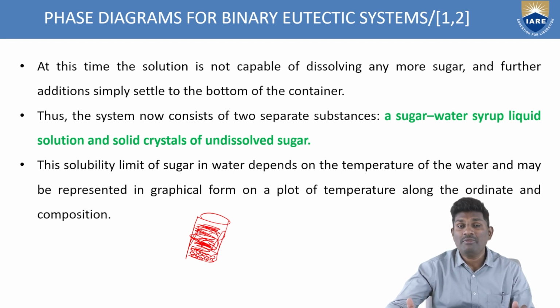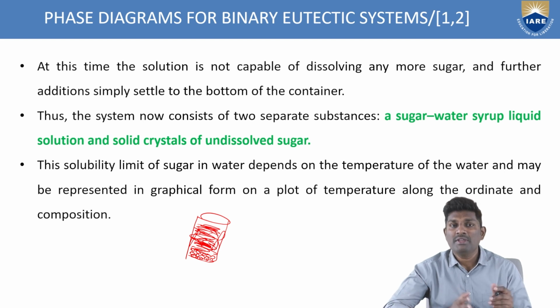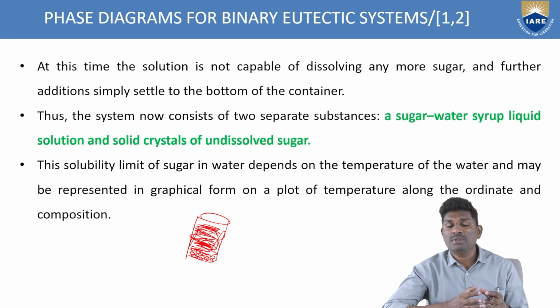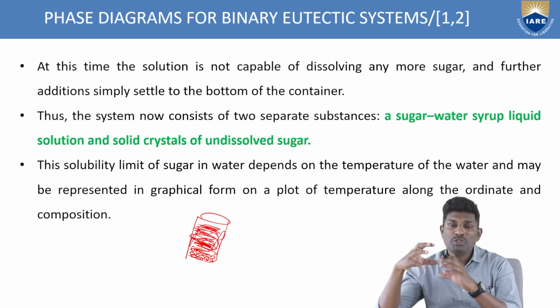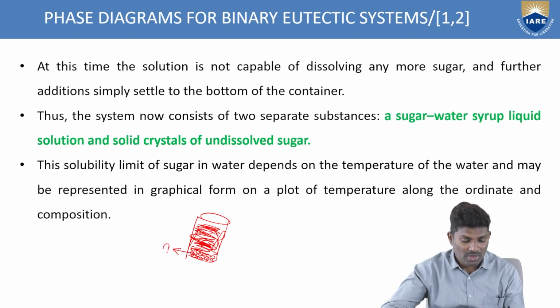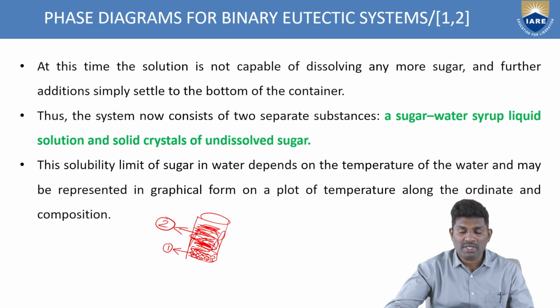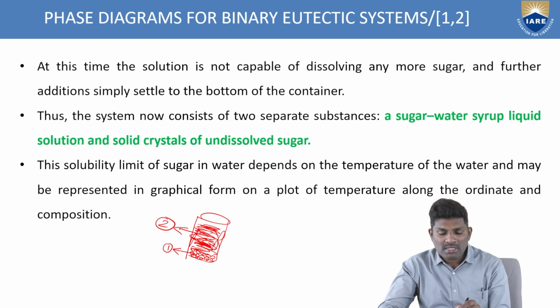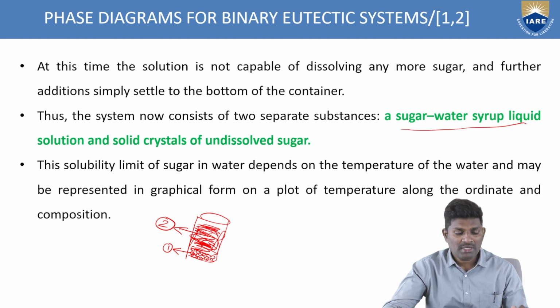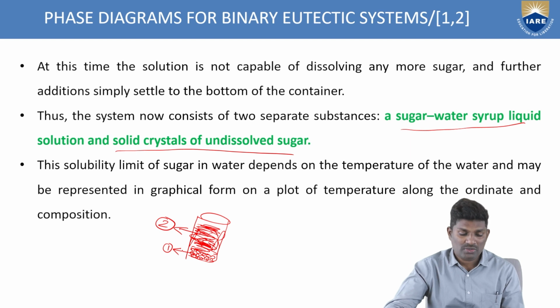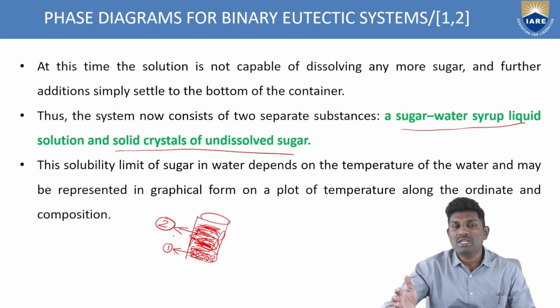Thus the system now consists of two separate substances, since the sugar is not being dissolved into the solvent. What are the two different substances you have? Sugar syrup, as well as the sugar that has settled at the bottom. So in total, two substances we are getting after reaching that solubility limit: a sugar water syrup, which is the liquid solution, and the solid crystals of undissolved sugar.